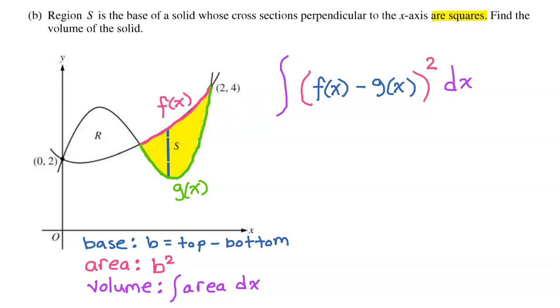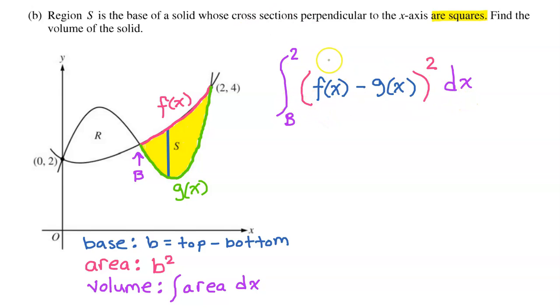Since these slices are stacked up between, remember this is at location B, an x value of B. So these slices are stacked up between B and 2, then those are the limits of integration. B to 2. So let's put this in our calculator.